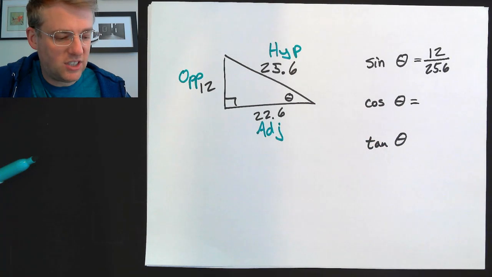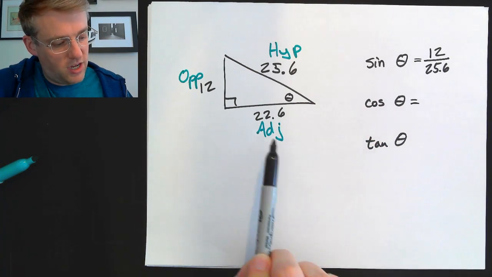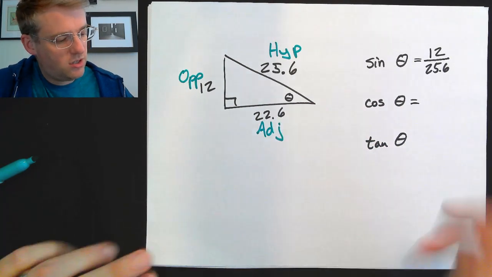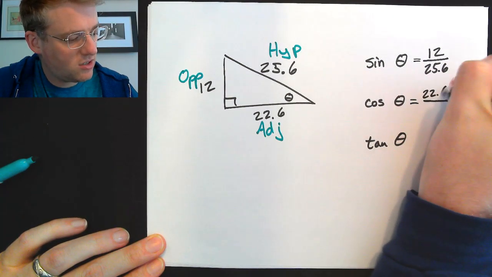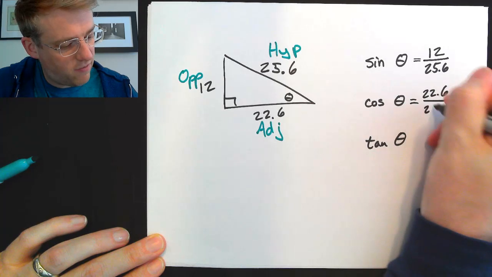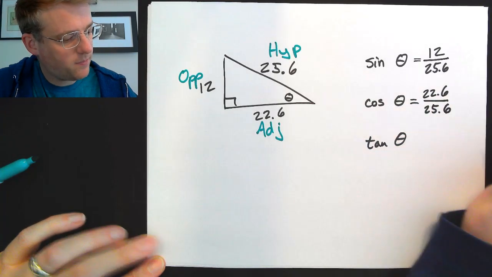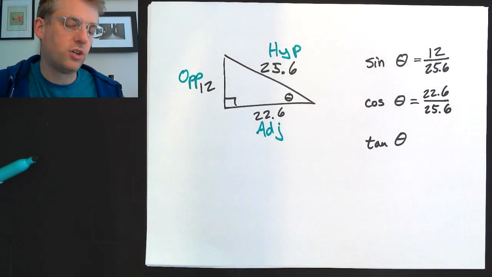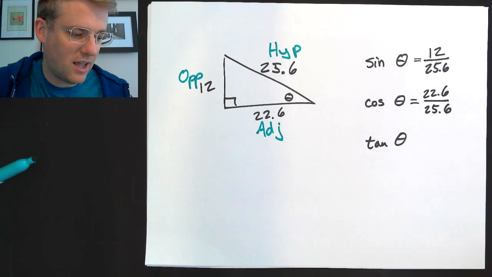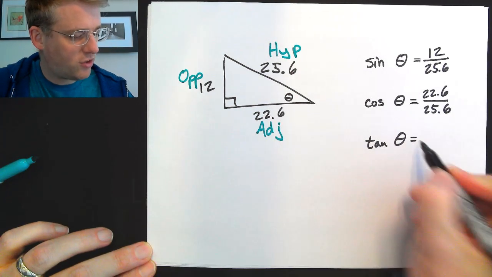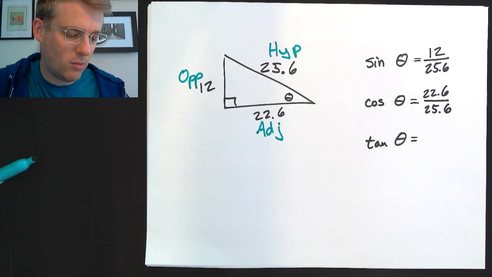The cosine of this angle is going to use the adjacent and the hypotenuse. So our cosine ratio is 22.6 over 25.6. Your sine and cosine ratios should always give you a proper fraction with a smaller numerator than denominator. That's not true for tangent sometimes, as we'll see in a moment.